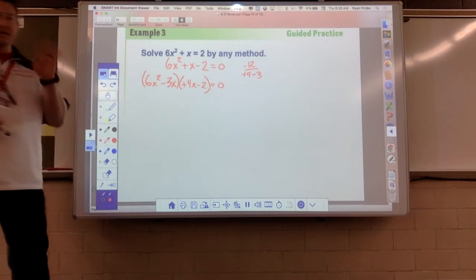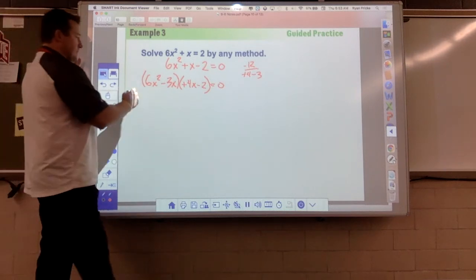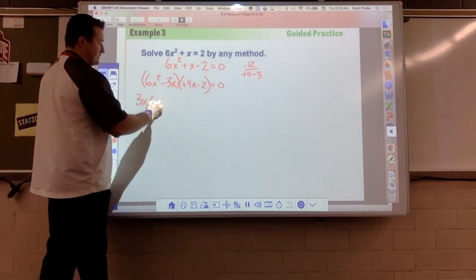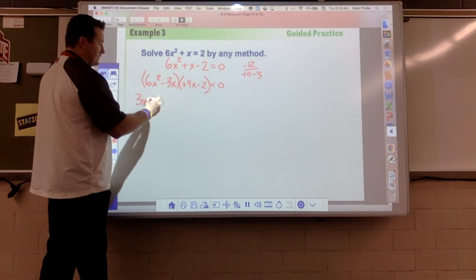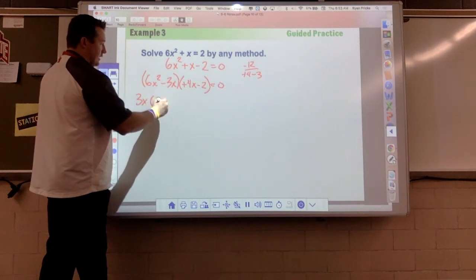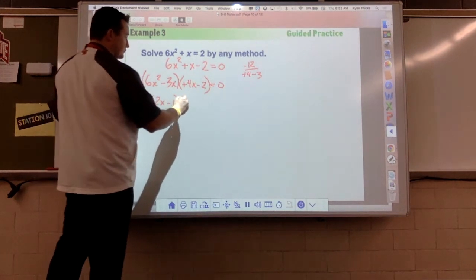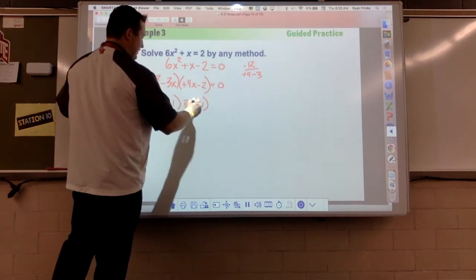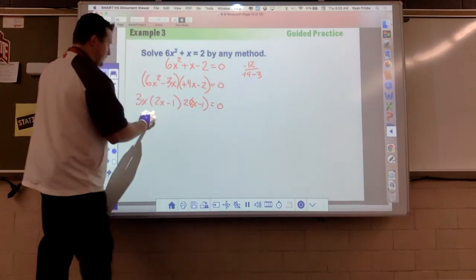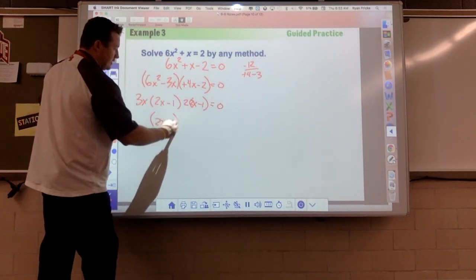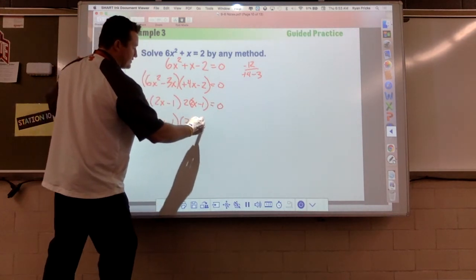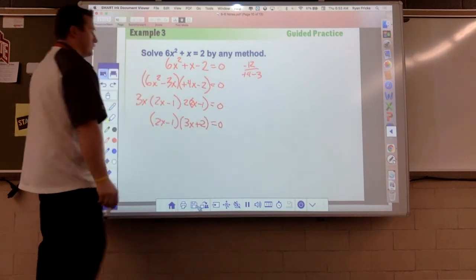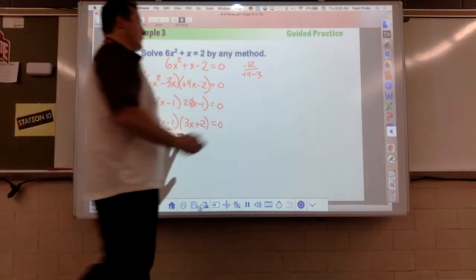I'm going to group everybody, because that's what we do with 4 terms. So I'm going to factor out a 3x, and this will turn into 2x minus 1. Factor out a 2 here. That'll turn into 2x minus 1. All right, so 2x minus 1 and 3x plus 2.